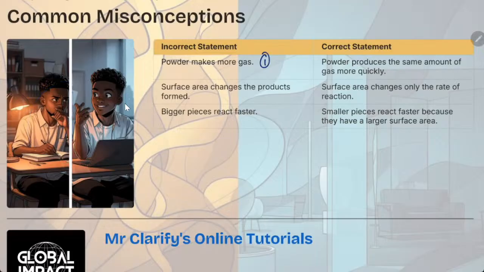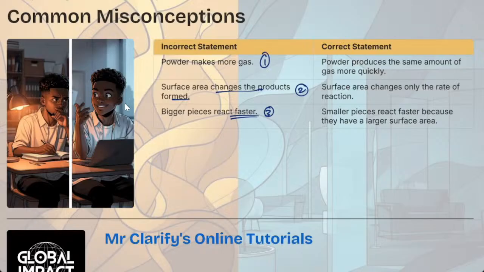Surface area changes the products that are formed. Can you get different products because you've changed the surface area? No. So you can't get more, you can't get different. Then the third, can bigger pieces react faster? No, they don't. They have smaller surface area.